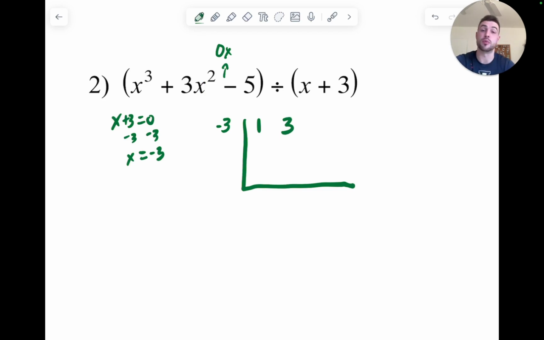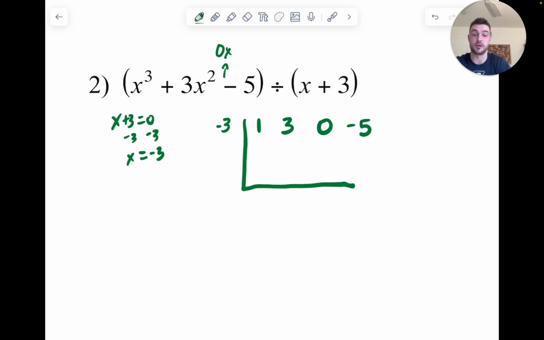And now this is a very important part that a lot of people forget. I need to put the coefficient for x to the first power, which is 0. We need a placeholder, just like we have placeholders in numerical values. We need a placeholder when we are doing polynomial division. So whether it's synthetic or long division, either way, we need that placeholder value. And then I'm going to finish with our -5.